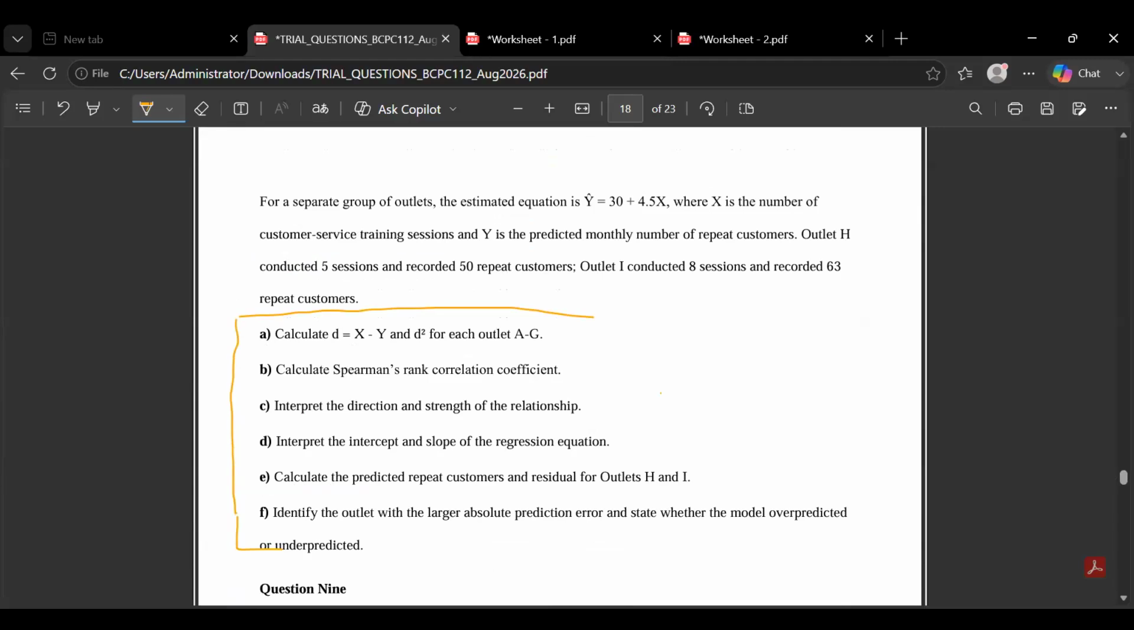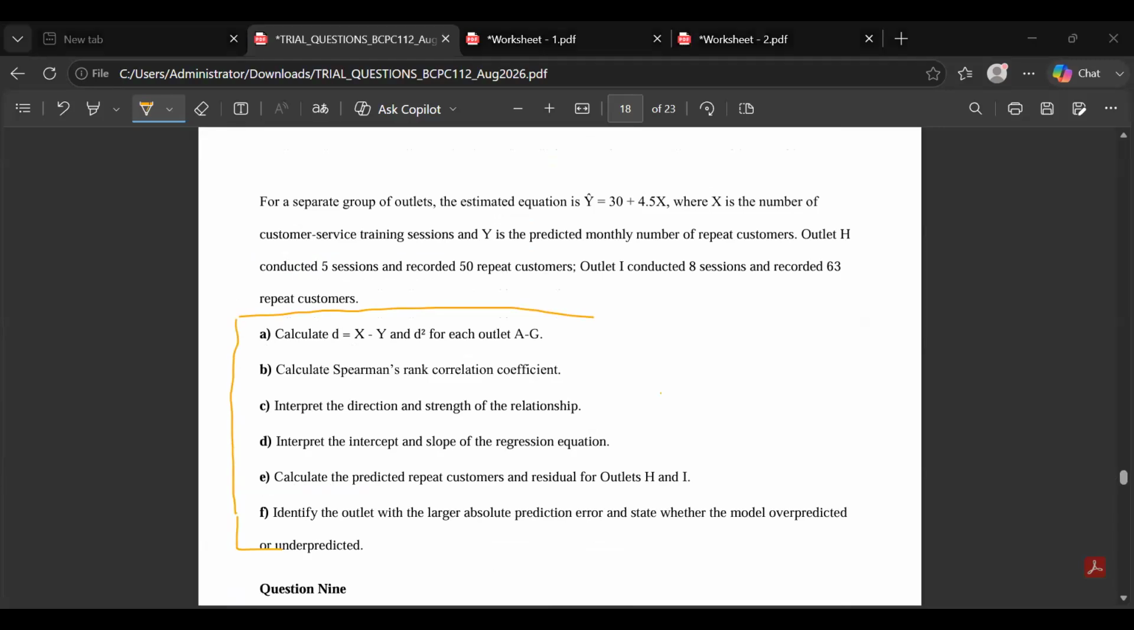Okay, for a separate group of outlets, the estimated equation is y hat, y estimated, is equal to 30 plus 4.5x, where x is the number of customer service training sessions and y is the predicted monthly number of repeated customers. Outlet H conducted 5 sessions and recorded 50 repeated customers. Outlet 1 conducted 8 sessions and recorded 63 repeated customers.